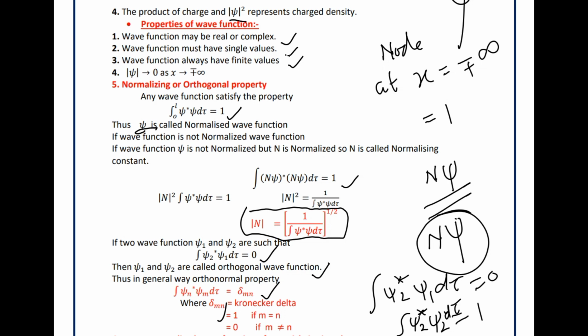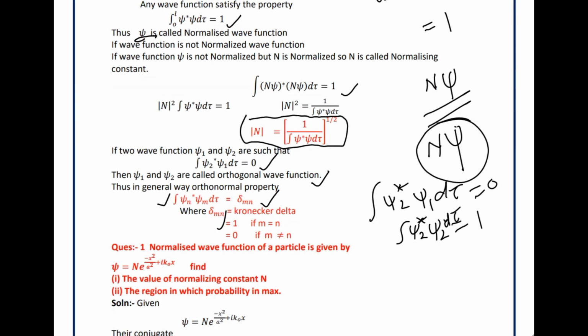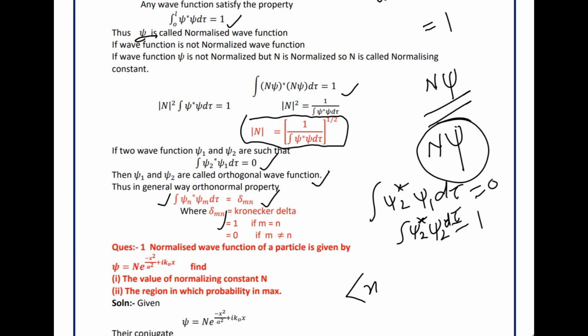So this formula is called the orthonormal formula, orthonormal property. It is written in bracket notation as bracket n m is equal to Kronecker delta nm, or psi n psi m is equal to Kronecker delta nm.